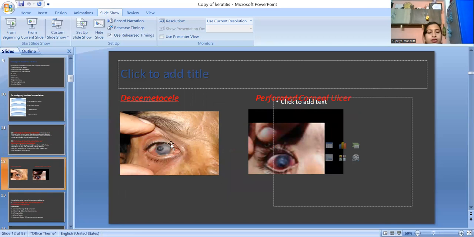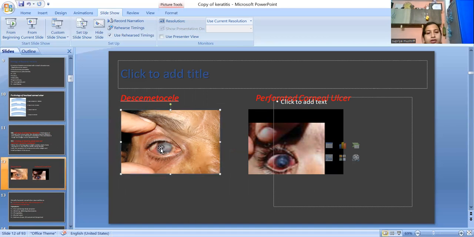This is the descemetocele. This diagram shows a descemetocele where Descemet's membrane is just about to breach, and this is the stage of impending perforation of corneal ulcer. After this comes the stage of perforated corneal ulcer, where we can see that iris prolapse is there.